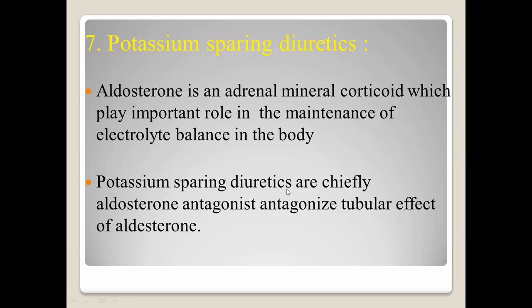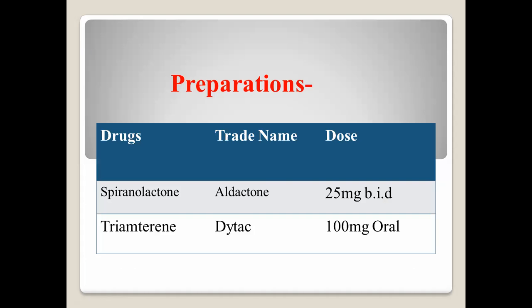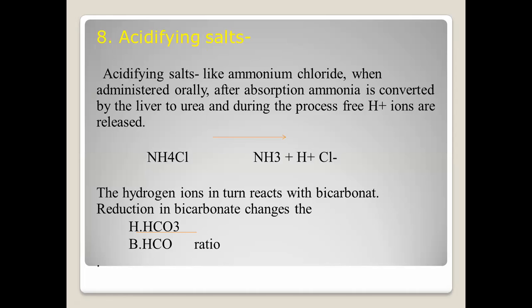The next and last class, acidifying salts. An example of this class is ammonium chloride. When acidifying salts like ammonium chloride are administered orally, after absorption of ammonia it is converted by the liver to urea, and during this process free H plus ions are released.